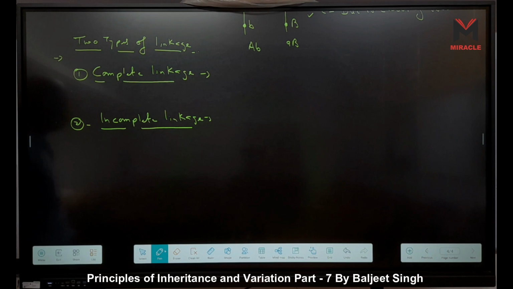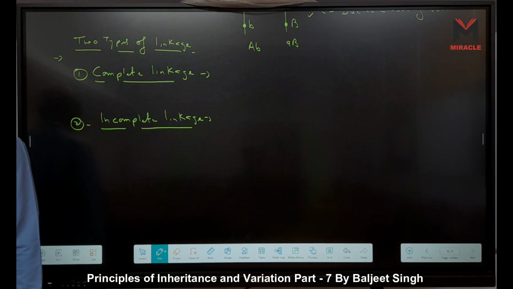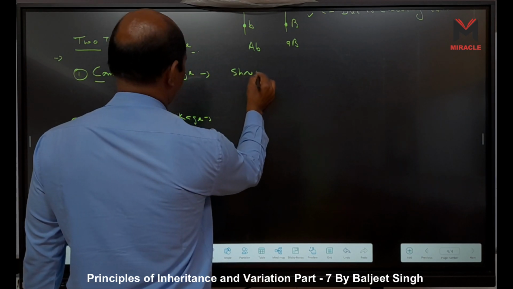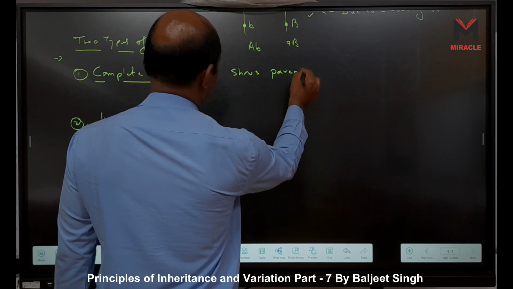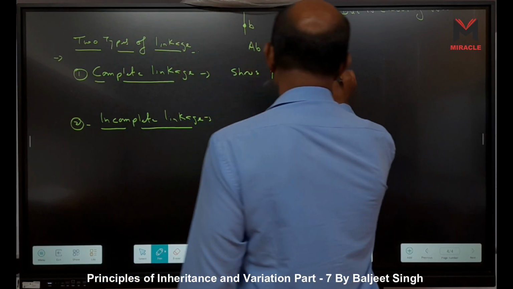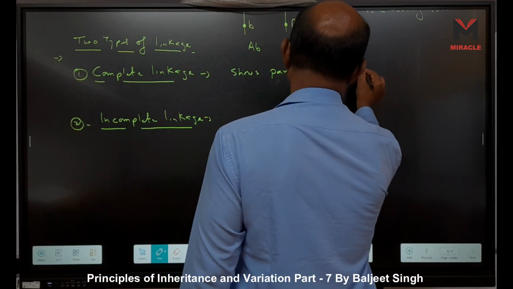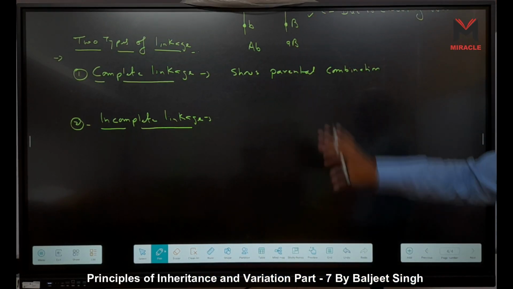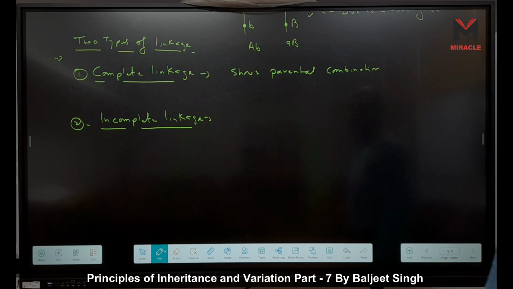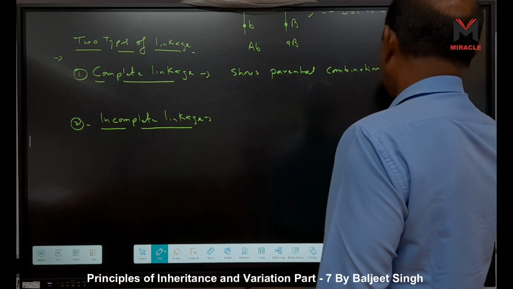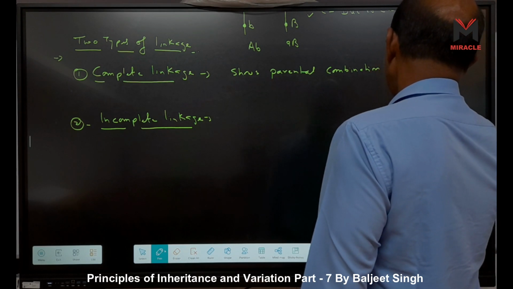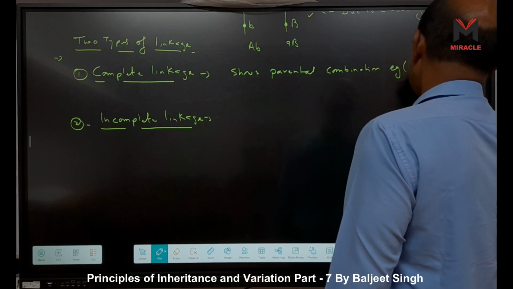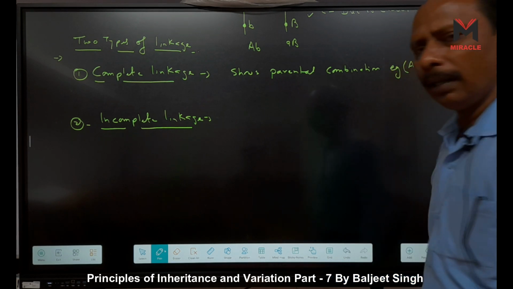Okay. Complete, I tell you, complete means what? It shows parental combination. I tell you here because it is not given in NCERT, but it helps to clear the concepts, right? It shows parental combination, as for example capital A, capital B or small a, small b. These are the parental combinations, dominant and recessive simply.